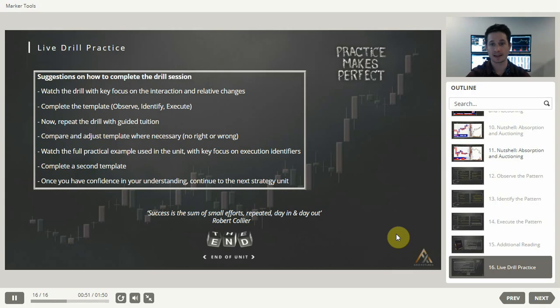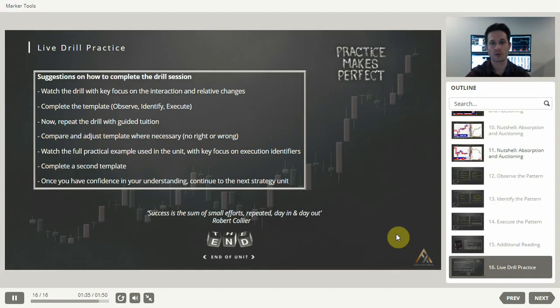Once you've completed the template, go and watch it with the guided tuition. Compare and adjust your template, so make the necessary changes. Remember, there is no right or wrong. Add to your template where maybe you might not have thought of something. Then I suggest you go back and watch the full practical examples utilized within the unit, and again, focus on some of the key principles and on the identifiers within each one of the template sections. Again, complete a second template. This is for your own good. Lots of practice will get you good at completing this template. And once you've done that and you have confidence in the strategy and in the principles underlying that strategy, move on to the next unit.